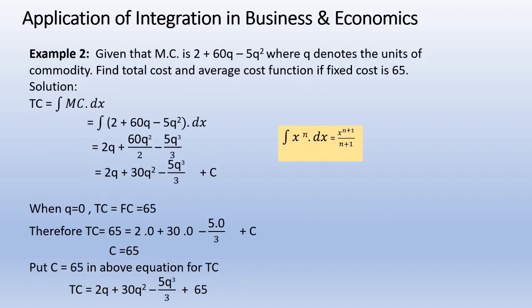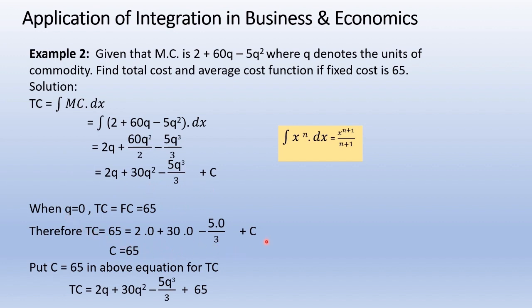Example 2. Given that MC is 2 plus 60Q minus 5Q square, where Q denotes the units of commodity. Find total cost and average cost function if fixed cost is 65. Solution. TC is integration of MC. Integrating MC, we get 2Q plus 30Q square minus 5Q cube by 3 plus C. When Q is equal to 0, TC is equal to FC is equal to 65. Therefore, 65 is equal to 2 times 0 plus 30 times 0 minus 5 times 0 by 3 plus C. C is equal to 65.